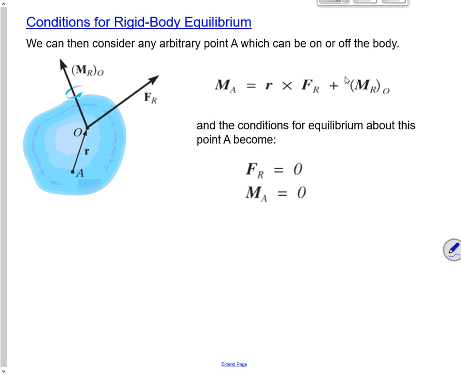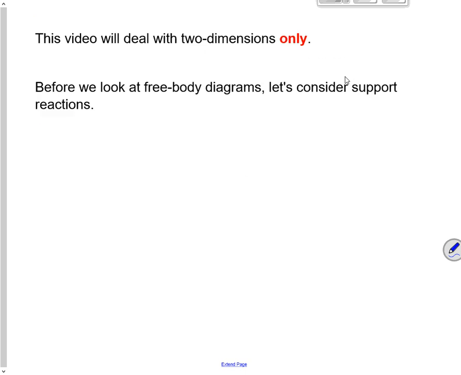Then I pick some arbitrary point, and it doesn't matter where that arbitrary point is. It can be on or off the body. I can calculate the moment about A. I calculate the resultant force. The conditions for equilibrium about this point A is that the resultant force has to be 0 and the resultant moment has to be 0. In this video, we're only going to talk about this in 2 dimensions.